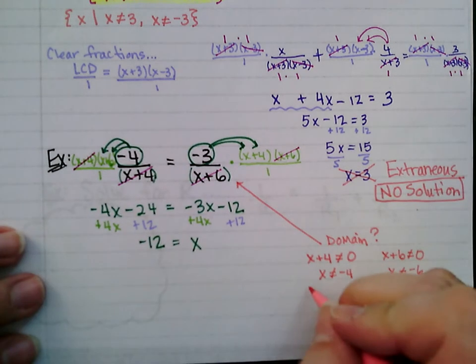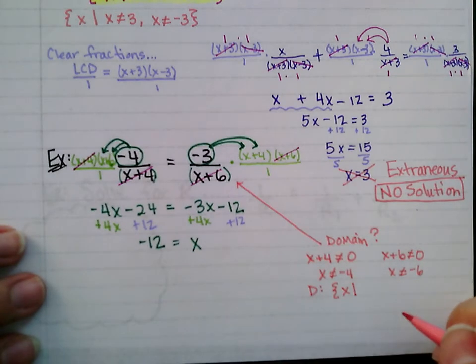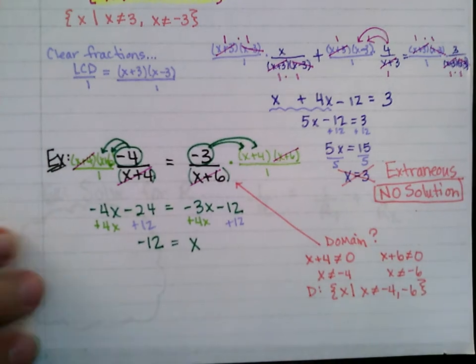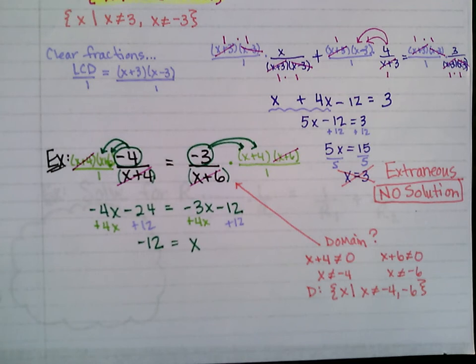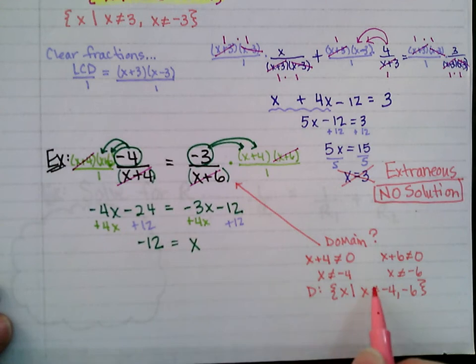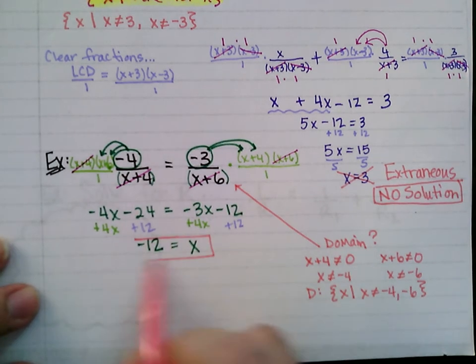So if I needed to put that in set builder notation, that would be {x | x cannot equal negative 4 and negative 6}. I think you can put them both in there. I don't think you have to write x cannot equal twice. I think you can do it like that, but don't quote me on that. Then we check this against our domain. We got x equals negative 12, which isn't restricted, so that's going to be our solution.